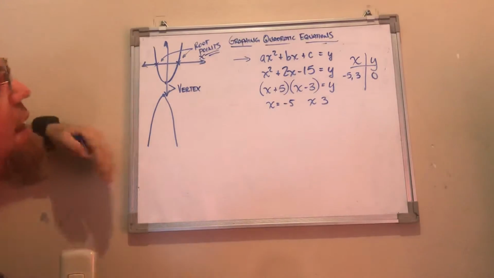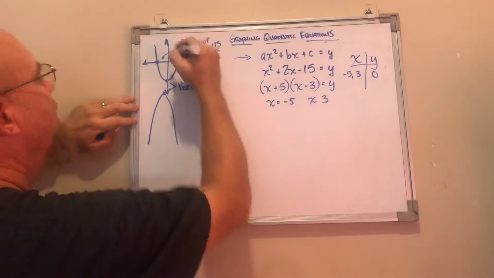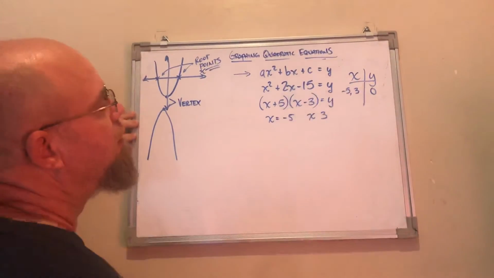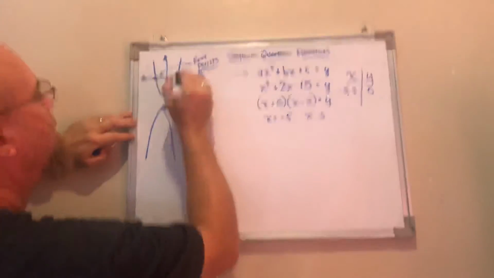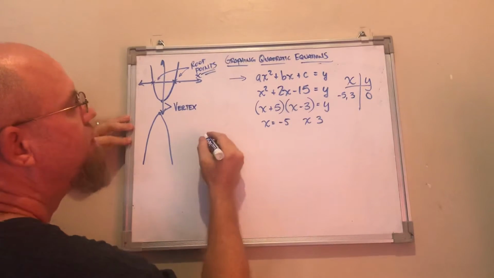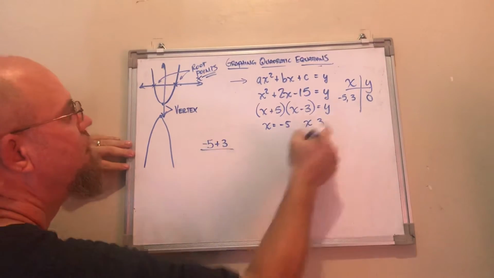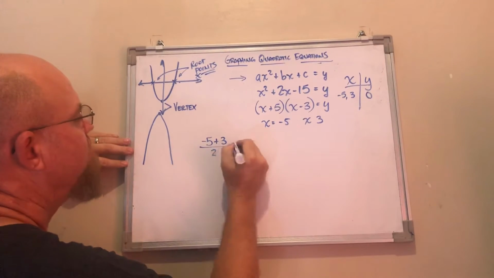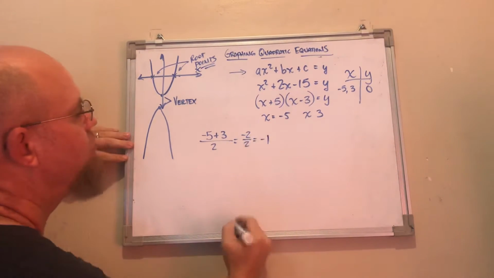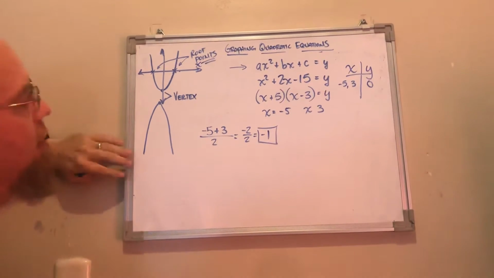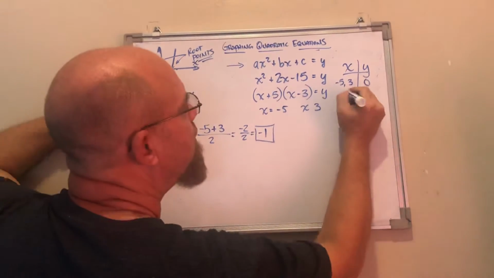Then in order to find the vertex, we have to find the midpoint of those two root points. So if our root point is -5, we add that to the other one, which is 3, and then we divide by 2. That would be -2 over 2, which equals -1. So the x value of our vertex is going to be -1.